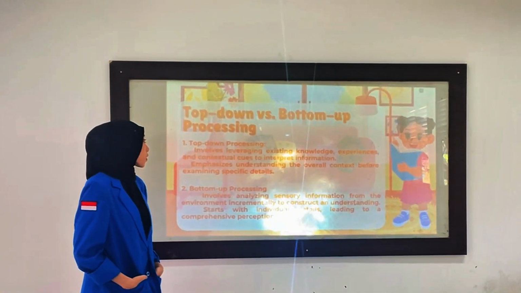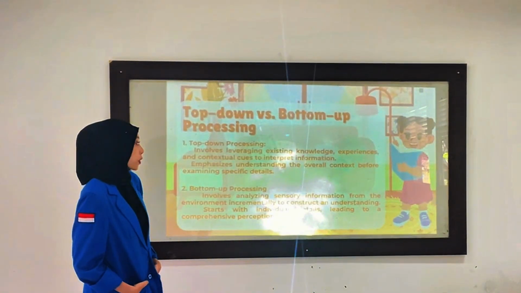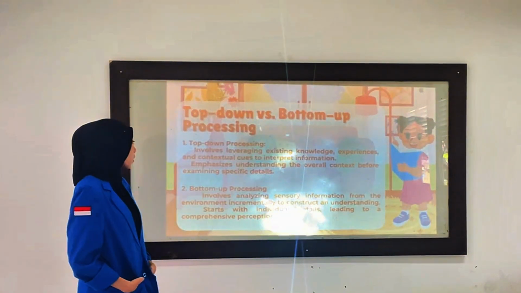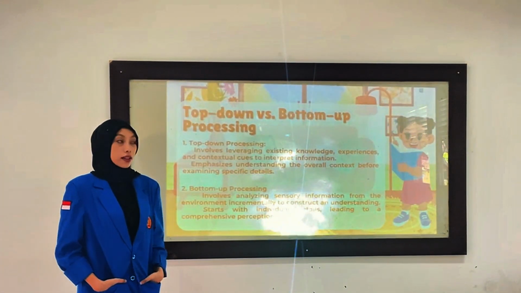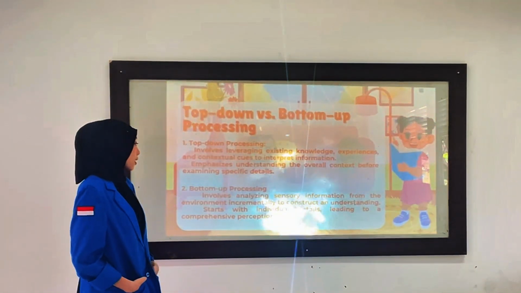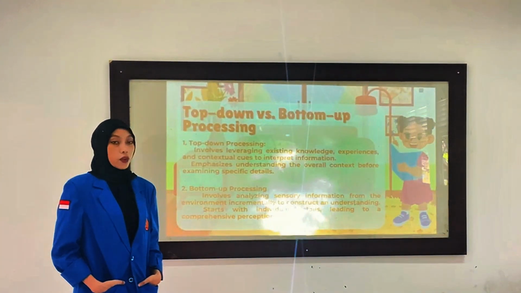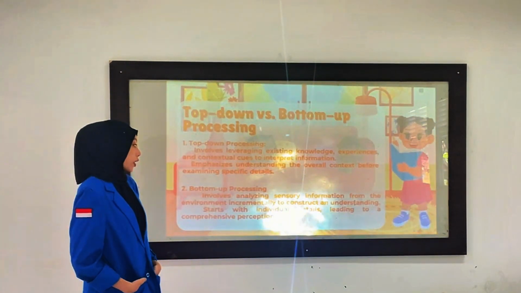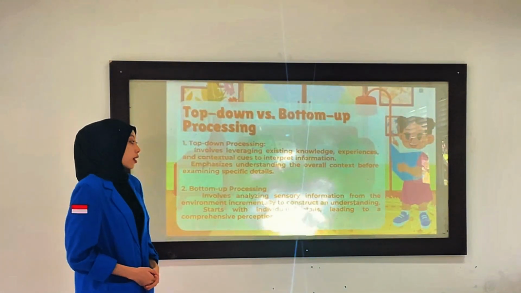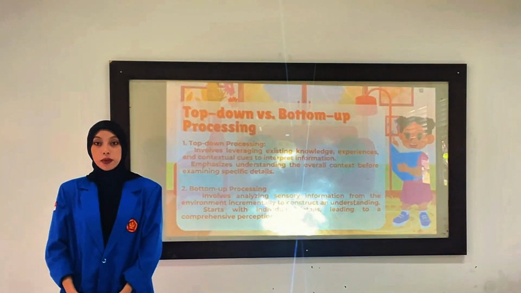So the first is top-down processing. It involves leveraging existing knowledge, experience, and contextual cues to interpret information. It bases understanding on the overall context before examining specific details. And the second is bottom-up processing. It involves analyzing sensory information from the environment incrementally to construct an understanding. It starts with individual details, leading to a comprehensive perception. So I think that's all for me. The next material will be on selecting and designing tasks.